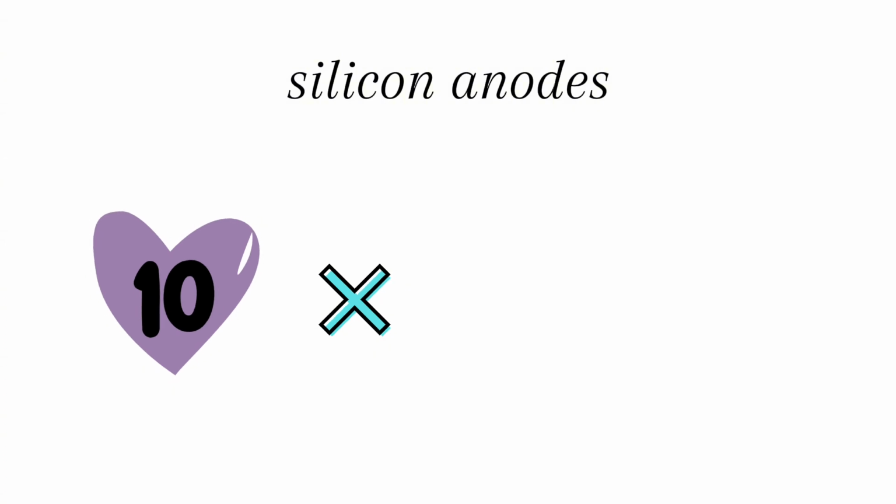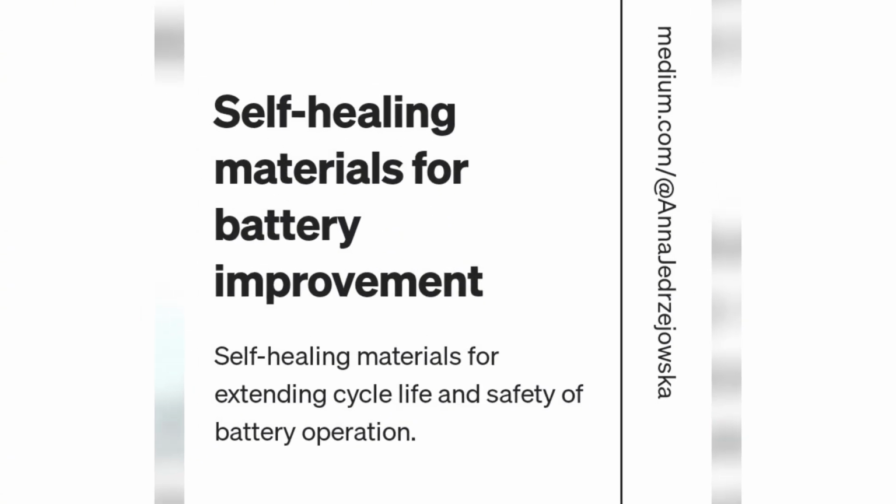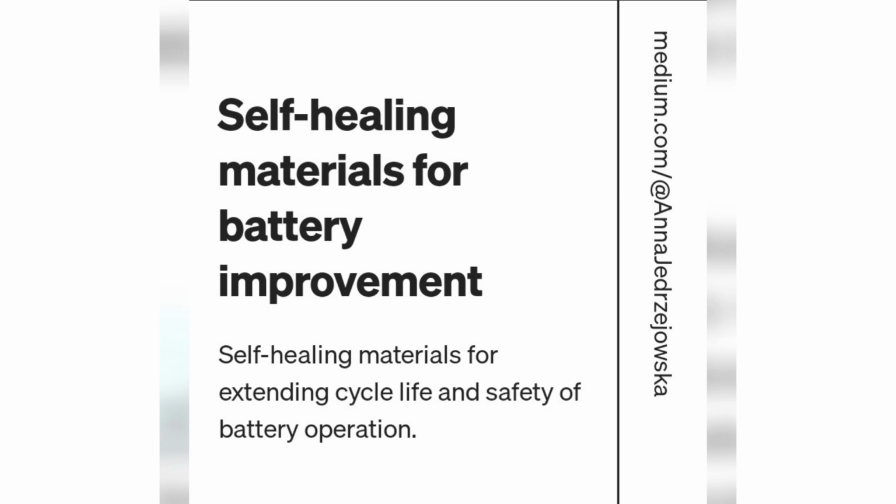Moreover, they give an opportunity to use new materials in batteries that were too easily damaged to give positive outcomes when not joined with self-healing materials. For example, silicon anodes that have 10 times the capacity to store lithium ions compared to a graphite anode were not frequently used because of the drastic volume change and easy damage that can be reduced using a self-healing binder. If you are interested, you can check out my article on the topic.